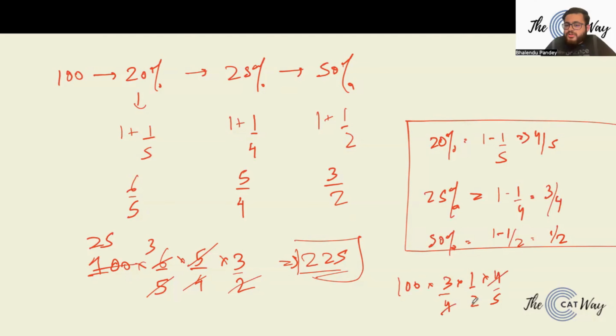Right? 4 cancels with 4. 2 goes into 100, 50 times. 5 goes into 50, 10 times. 10 times 3 is 30, my final value. And no matter what order you do it in, you're always going to arrive at the same answer. So this is what successive increase or decrease means: that you can perform the operations in any order. And if you are comfortable with the multiplying factor, this is how easily you can calculate the values.